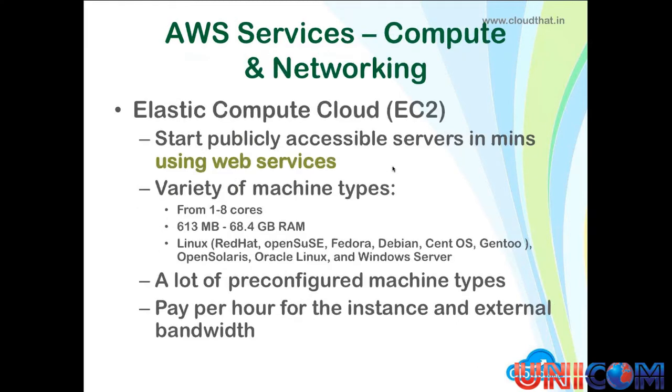The next set of services are for compute and networking, and the most popular AWS service is called Elastic Compute Cloud. This was a game changer when it was released, because now you can start publicly accessible servers in minutes using web services. So you can actually write a program that in turn calls the APIs and starts these servers for you. And you have a lot of machine types to choose from. You can go from 1 to 8 cores. You can get a very tiny machine with only 600 MB of memory, all the way to a mammoth machine where you can get 68 gig of RAM. So we have a lot of hardware types to choose from.